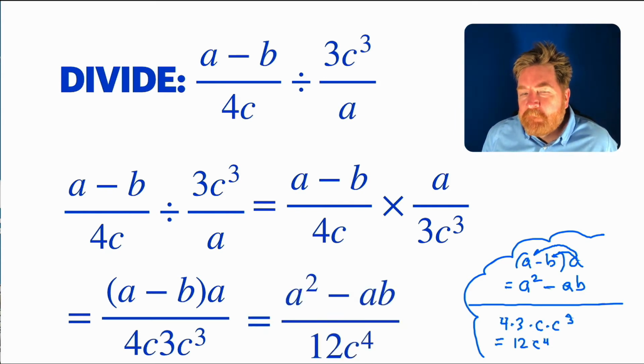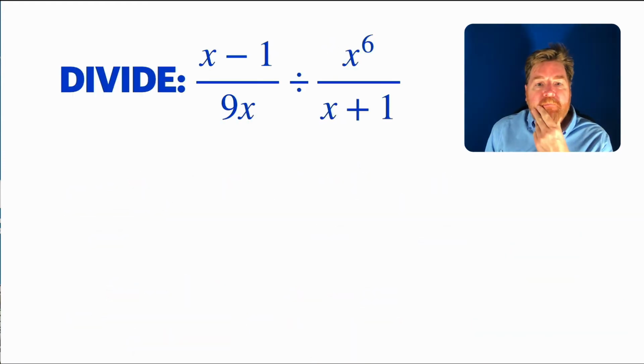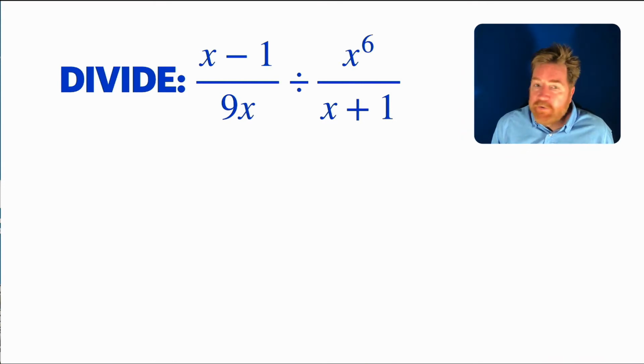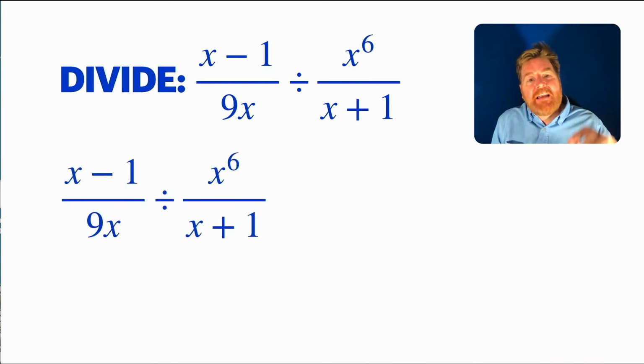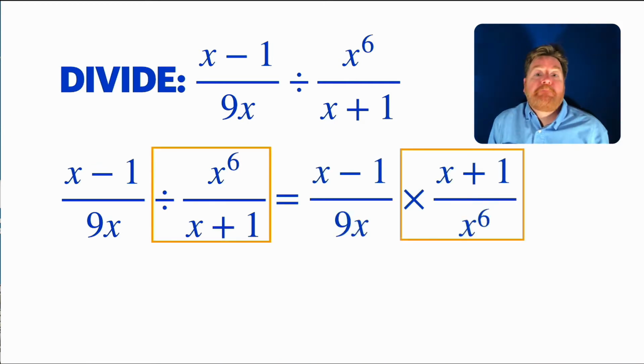Looking okay? All right. How about if we had something like this? x minus 1 over 9x divided by x to the 6th over x plus 1. Well, again, the division part, no big deal. We got this. Dividing by that fraction is the same as multiplying by its flip. So let's multiply by the flip.